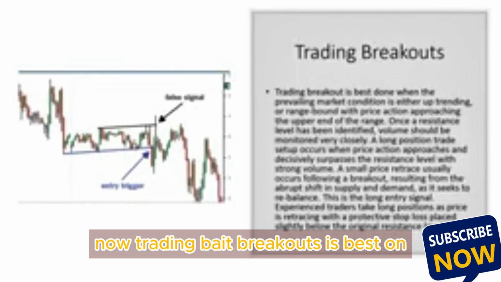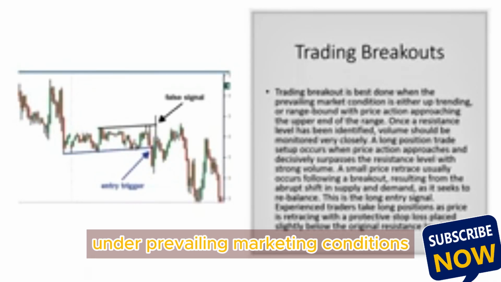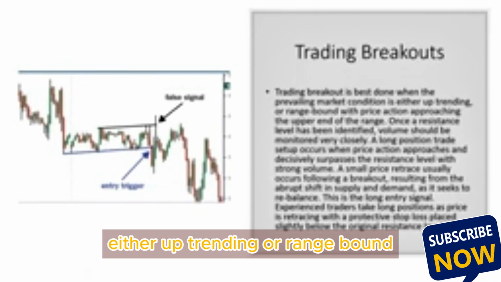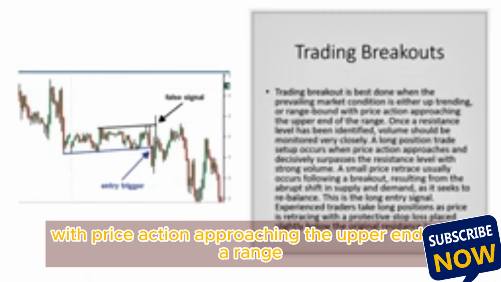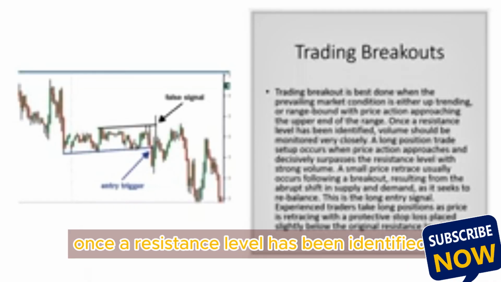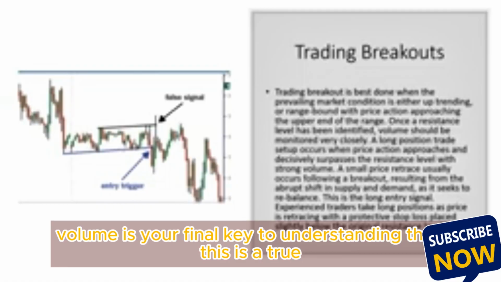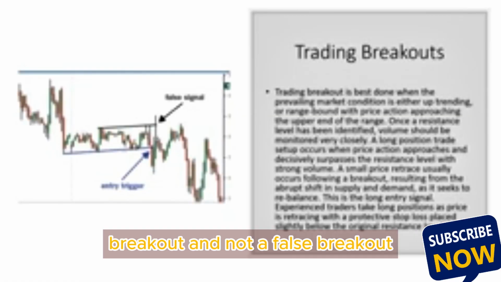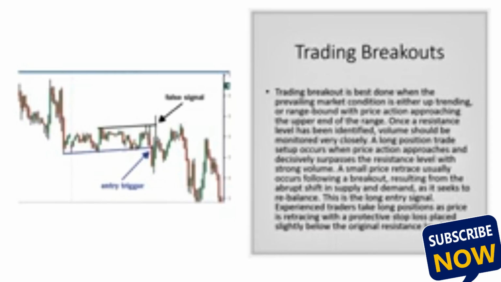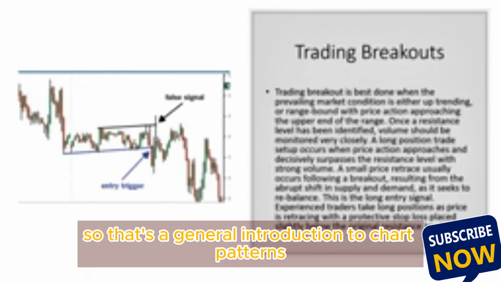Now, trading breakouts is best done when the prevailing market condition is either uptrending or range-bound, with price action approaching the upper end of a range. Once a resistance level has been identified, volume should be monitored very closely. Volume is your final key to understanding that this is a true breakout and not a false breakout. So that's a general introduction to chart patterns.